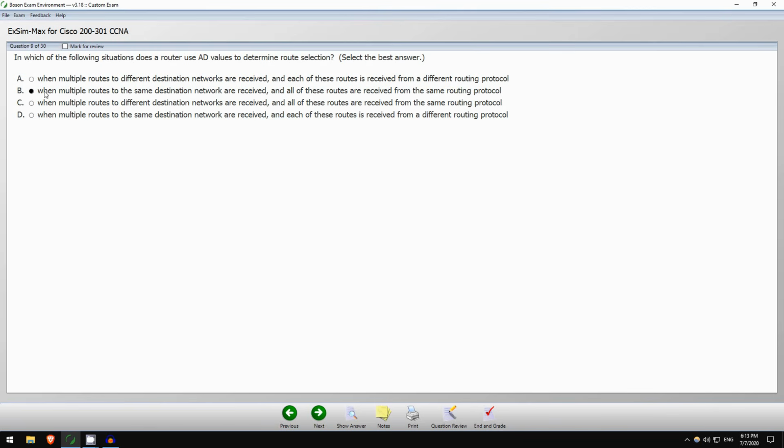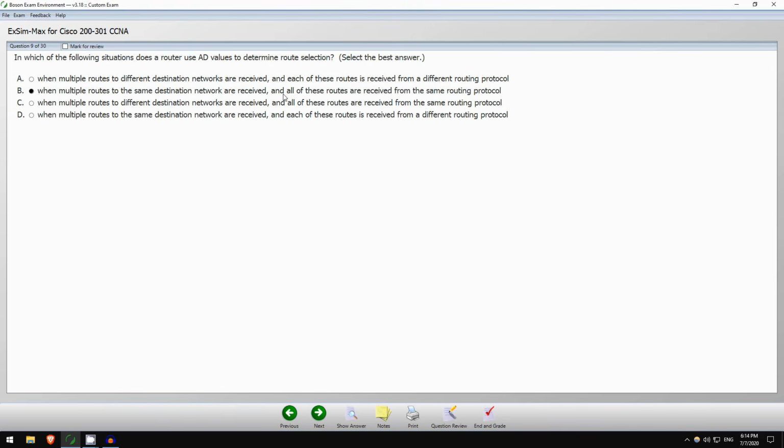How about B? When multiple routes to the same destination network are received, and all of these routes are received from the same routing protocol. So B is also incorrect. All of the routes are to the same destination network, so the router is going to have to choose which one to put in the routing table.